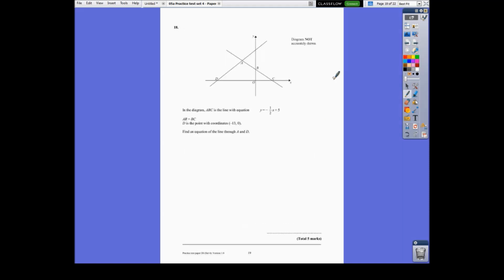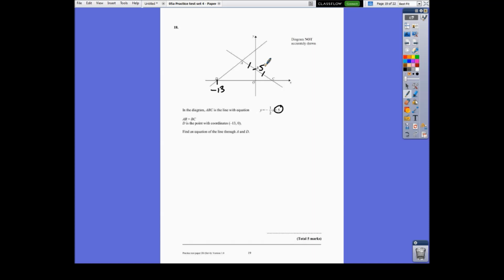Question 18. In the diagram, ABC is a line with the equation y equals minus half x plus 5. AB equals BC, and D is the point with the coordinates minus 13, 0. So we know this is at minus 13. We also know that the y-intercept of the first line would be 5, so we know that B is at 5. If we want to work out the equation of the line, then we need 2 points on that line. We've already got D, but we need to work out the coordinates of A.